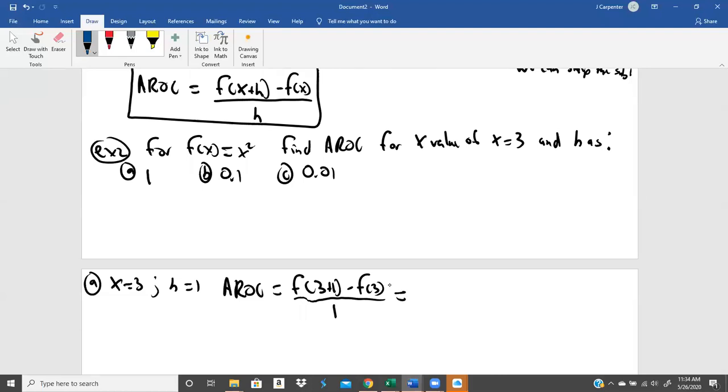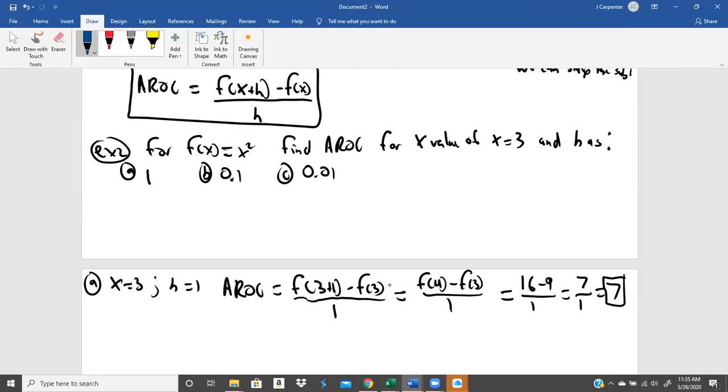Well, 3 plus 1 is 4, so that's f of 4 minus f of 3 over 1. I'm not going to show the plugging in. 4 squared is 16. 3 squared is 9. We've already done that. So that's 16 minus 9 over 1. 16 minus 9 is 7. So that's 7 over 1, which is 7.